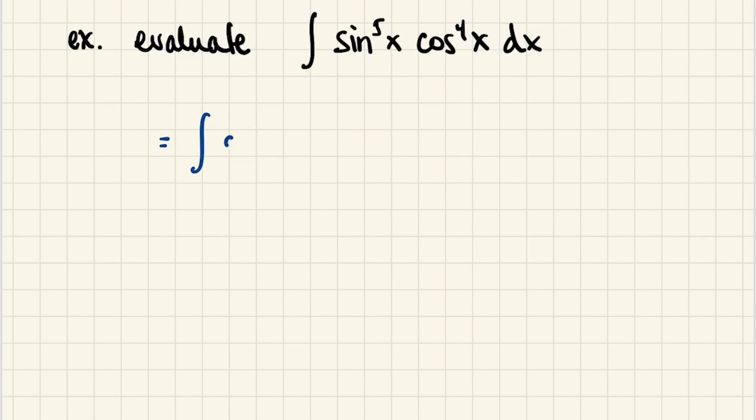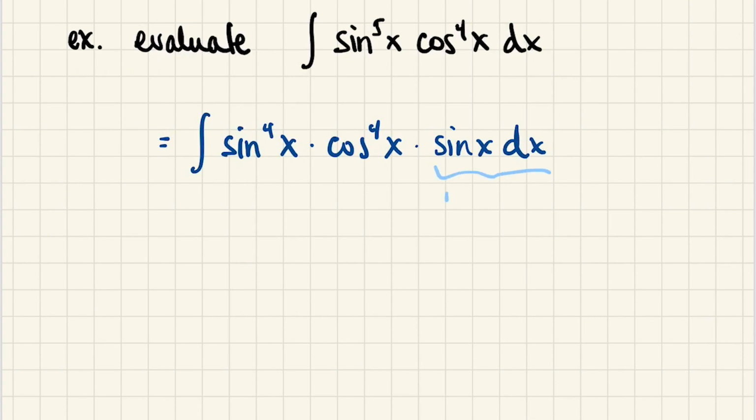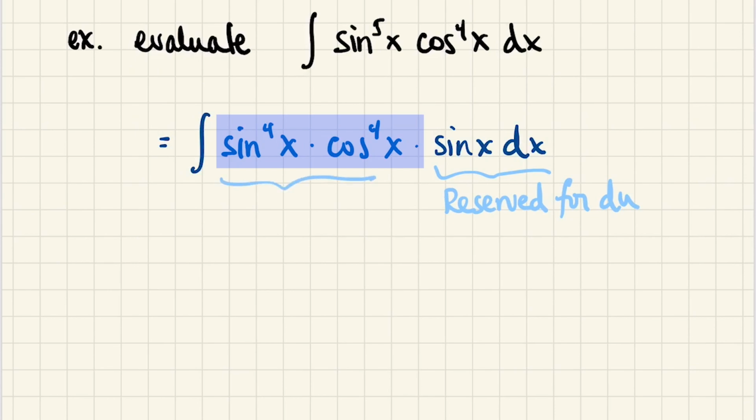So that means that our sine of the fifth power is now a fourth power. We've got this cosine that's just patiently sitting here. And we have one more sine factor that we moved all the way over here. And this is our reserved for du part. So if we're reserving sine x dx to be our du, that means that we must be letting u equal cosine. So everything over here needs to convert to cosines.